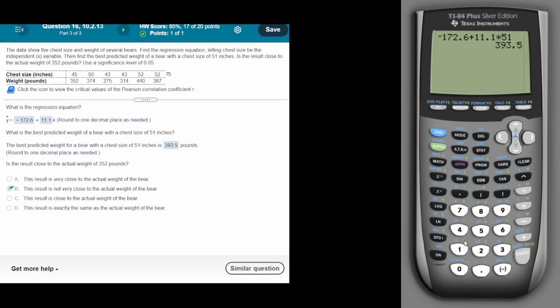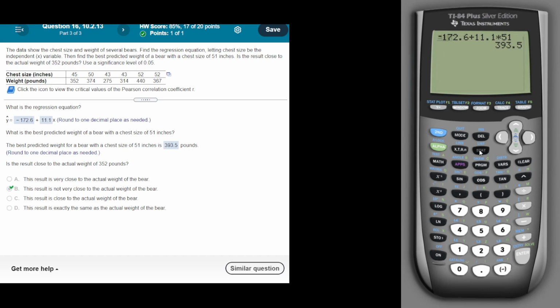Hit enter, and that's how we get the 393.5. Easy, right? So you have to know whether you're going to use the equation or the mean. Hypothetically, if there wasn't a correlation, we have to find the mean of our y value. Which one is our y value? The y value here is the weight.